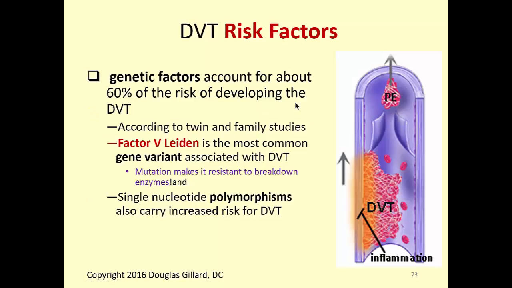Genetic factors are a big one, accounting for about 60% of the risk, according to twin studies anyway. Factor 5 Leiden, again, that's probably the third or fourth time I've said that, is the most common genetic variant associated with DVT. We talked about mutations in the receptors on the surface of factor V, which make it so the enzymes that are supposed to tell it to stop clotting can't find it. Single nucleotide polymorphisms also increase the risk.